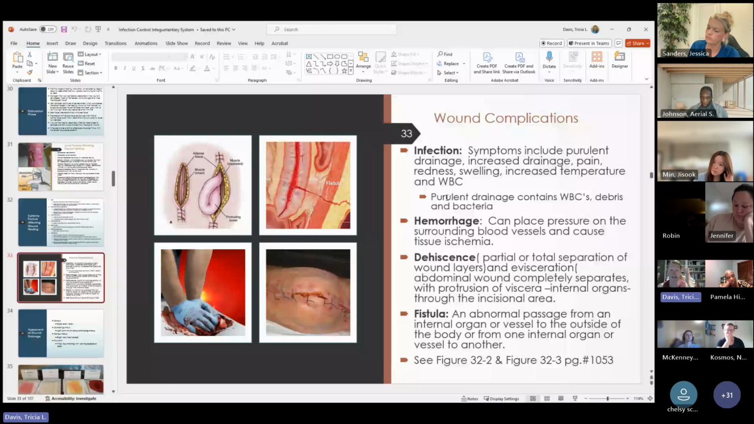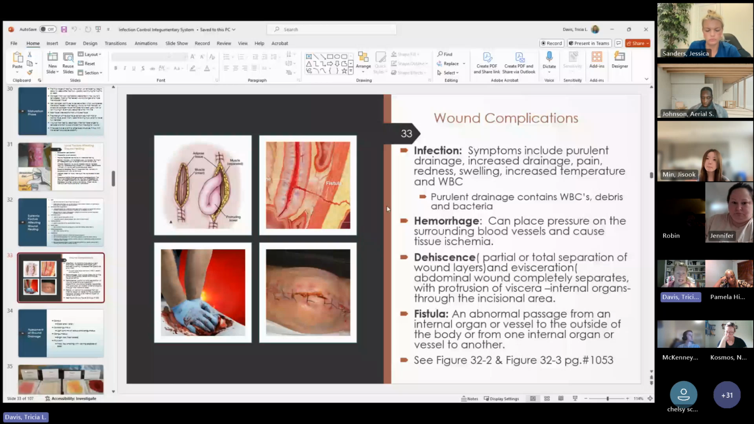Especially thinking about a wound and any type of internal bleeding, if you think of blood that's just building up in the body, it's going to place pressure on those blood vessels, and it can cause ischemia because we can't get good blood flow to the area, and that wound or that limb can suffer from tissue ischemia.